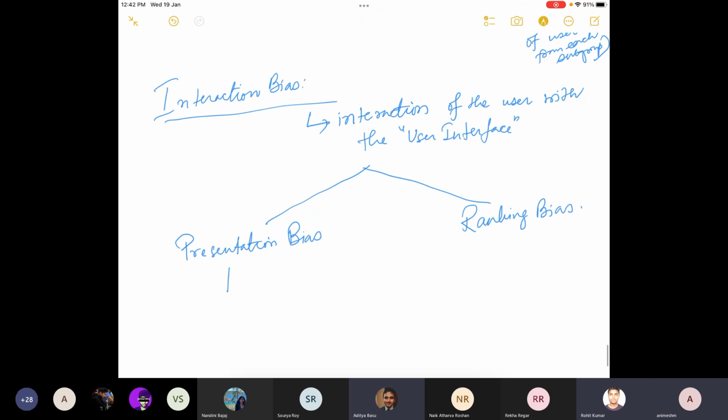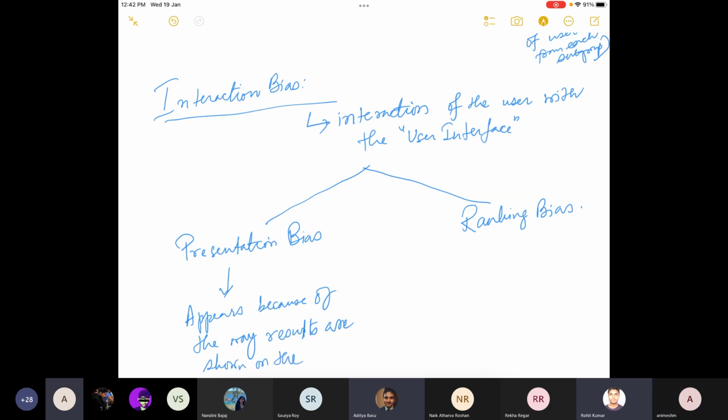Now, what is presentation bias? Presentation bias appears because of the way results are shown on the UI. Can you think of a small example of this kind of bias? It is based on how the results are presented on the screen. Suppose you are using a user interface and the results are presented in a certain way on the screen. And this way of presentation might lead to a bias.